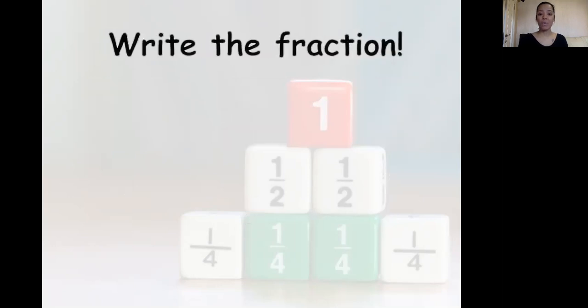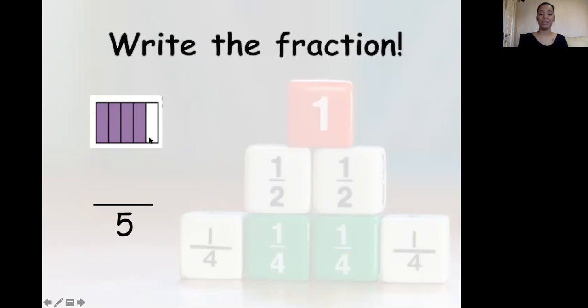Let's do one more practice, but with the bars, okay? Again, we're going to draw the line. You're going to count how many total pieces. 1, 2, 3, 4, 5, okay? So 5 total pieces. How many pieces are colored? 4. 1, 2, 3, 4. 4 pieces are colored, absolutely.